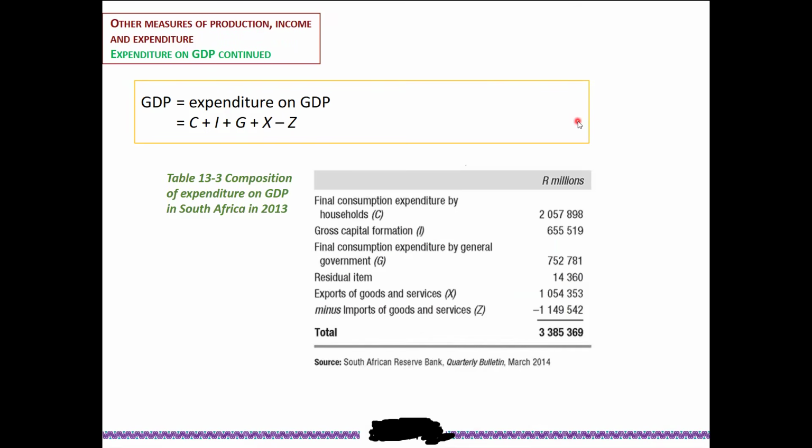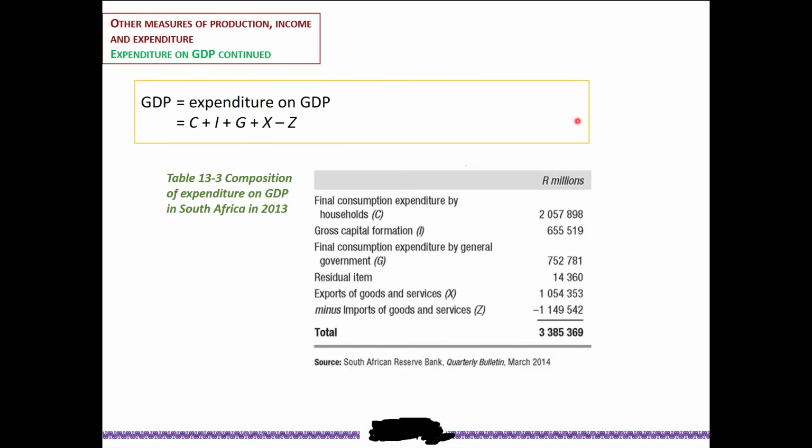And then GDP is equal to expenditure on GDP. This one is GDP using the expenditure method. Obviously, we said it's the consumption of all the participants in the economy, which is consumption by households, by firms, by the government, and also consumption which occurs with the rest of the world.